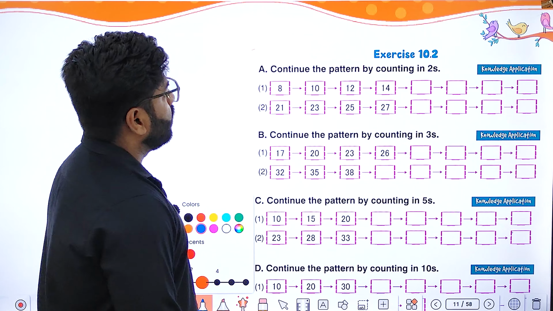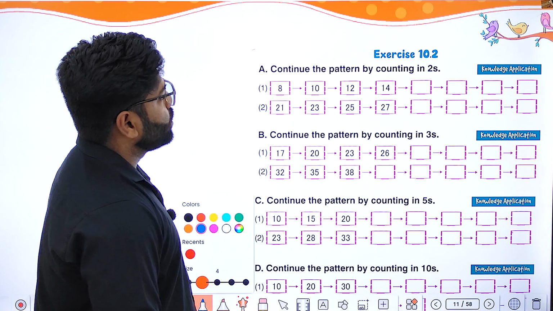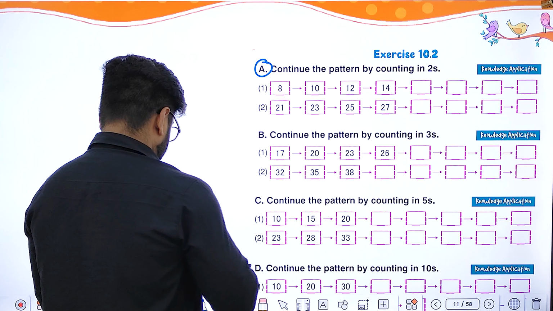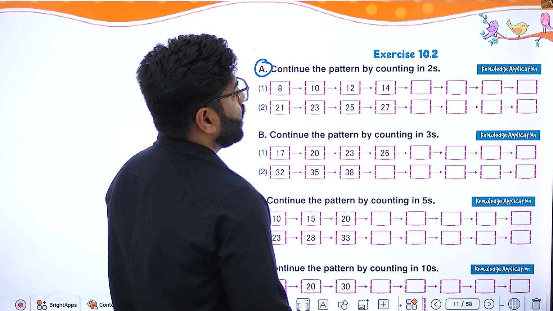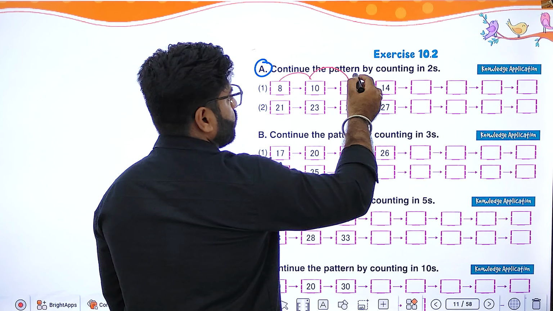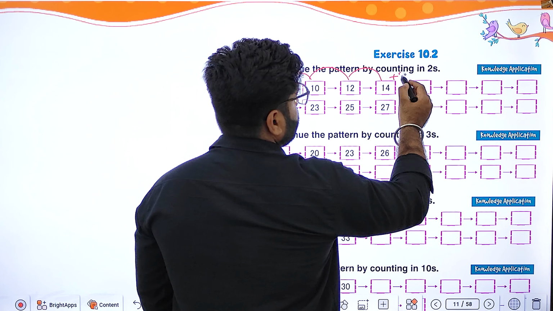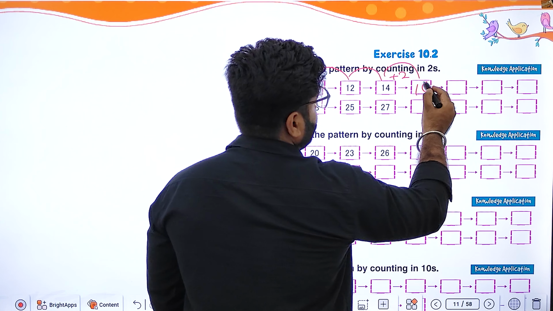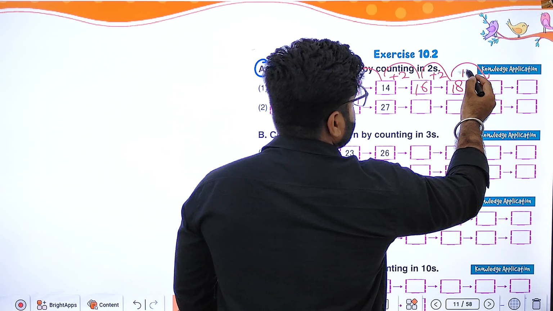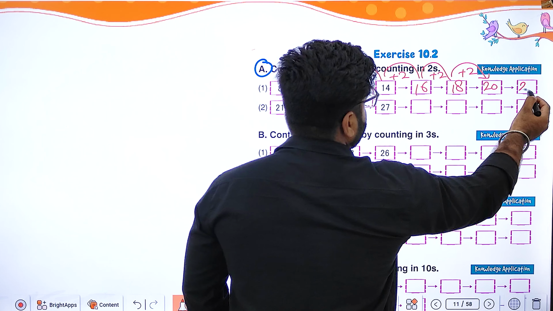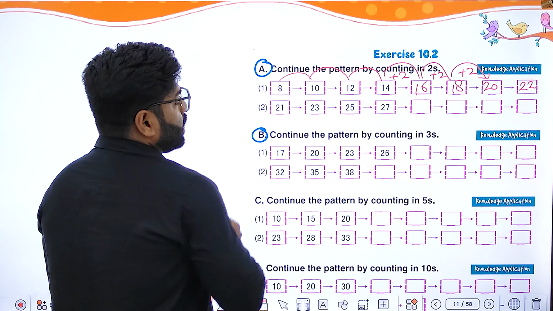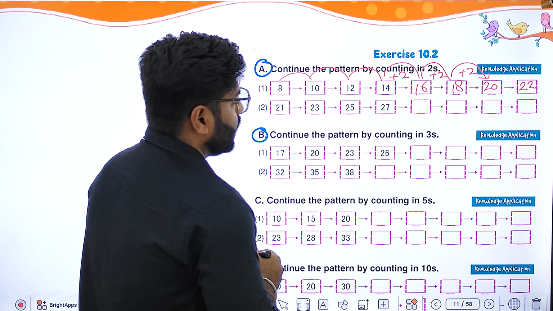Here we are having our exercise, that is 2.2 and question number 8. That is, continue the pattern by counting in 2s. This is 8, plus 2 is 10, then 12, then 14, then we go plus 2, we are having 16, again plus 2, we are having 18, then again plus 2, we are having 20, and last we are having 22.